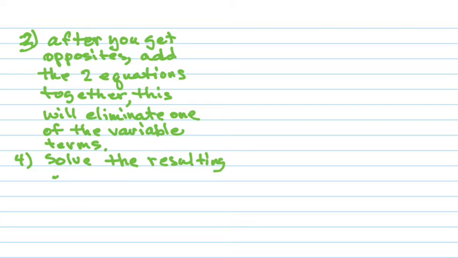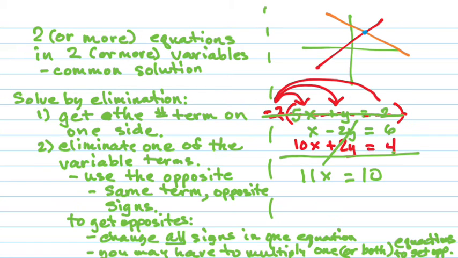Once you've eliminated one of the variable terms, you're only left with one, which is easy to solve. And again, I think that every one of the systems of simultaneous equations that we do are going to be linear, but we'll look at the homework in a minute to make sure. Okay? So let's go back and solve.